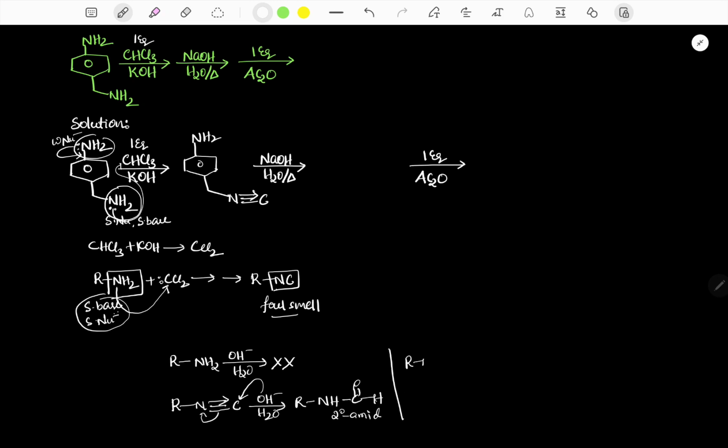And the same isocyanide, with OH minus and H2O, when heat is given, undergoes complete hydrolysis and forms the corresponding amine and formic acid. So here complete hydrolysis is given, heat is given, and it forms the corresponding hydrolysis product. Again we get our initial reactant.